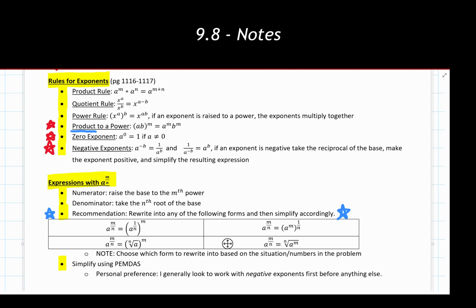Personally, when I go through these problems, I generally like to look for and work with the negative exponents first. I think those are the most confusing for me, and so I like to get rid of those right from the very beginning and make sure I'm putting everything in the right places ahead of time.